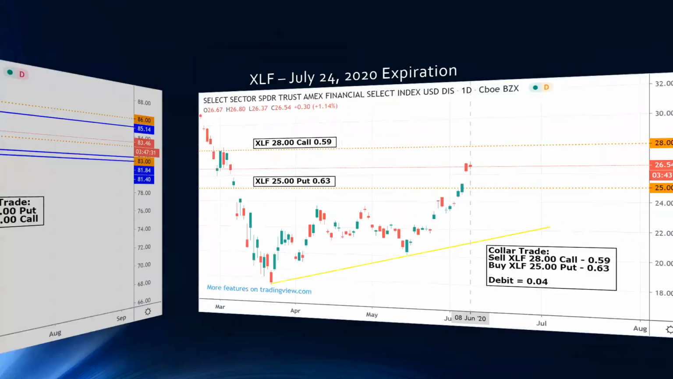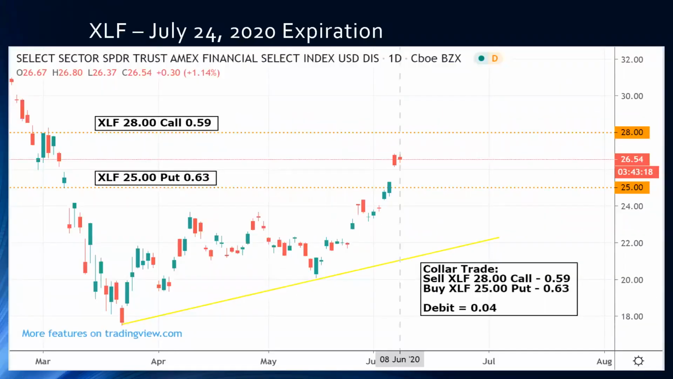Now let's look at the XLF. This is the financial select index. So this is a way of trading the financials, the bank stocks and the brokerage houses and stuff like that, in a way that instead of dealing with the individual ones, you deal with this one. And for this trade, we did all these ETFs on the same date, on June 8th. This is one where you would have sold the XLF $28 call for 59 cents and bought the XLF $25 put for 63 cents for a net debit of 0.04. So you're looking at next to nothing to put this spread on.